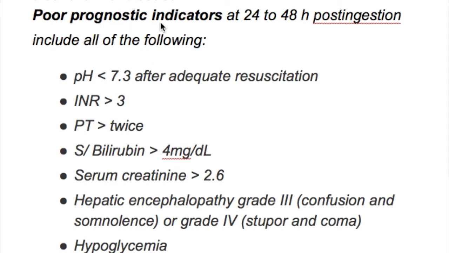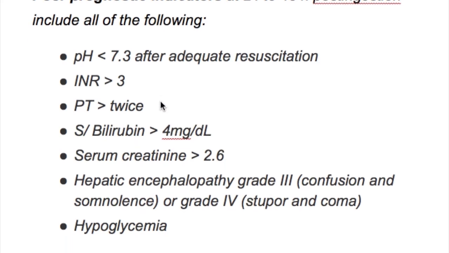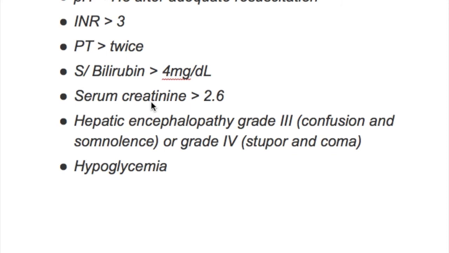The poor prognostic indicators at 24 to 48 hours post-ingestion are pH less than 7.3, INR more than 3, prothrombin time more than twice normal, serum bilirubin more than 4 mg per 100 ml, serum creatinine more than 2.6, hepatic encephalopathy grade 3, that is confusion and somnolence, or grade 4, stupor and coma, and hypoglycemia.